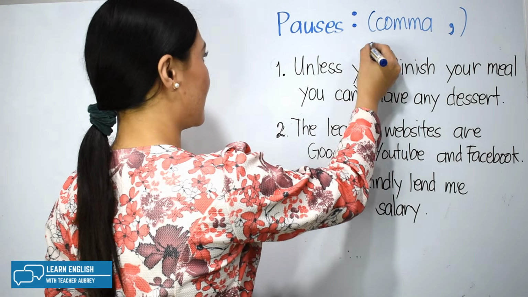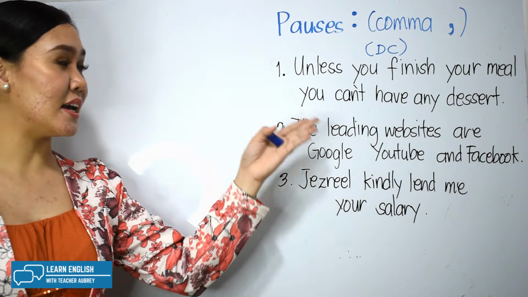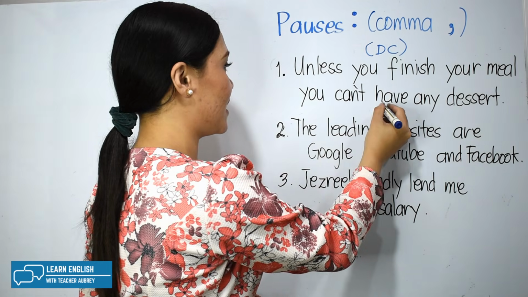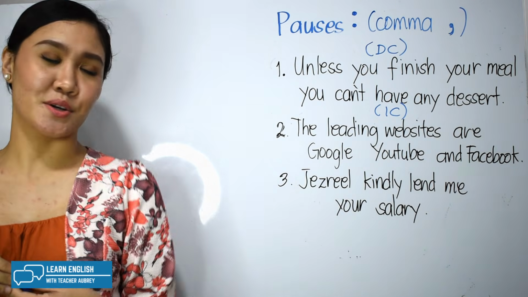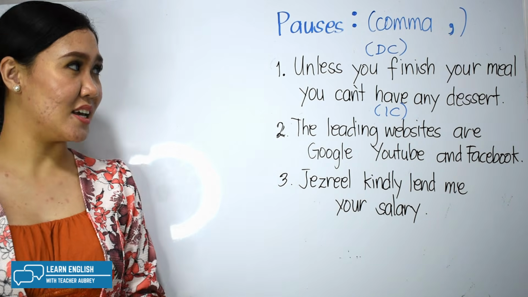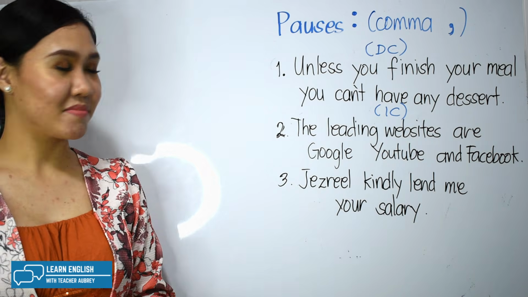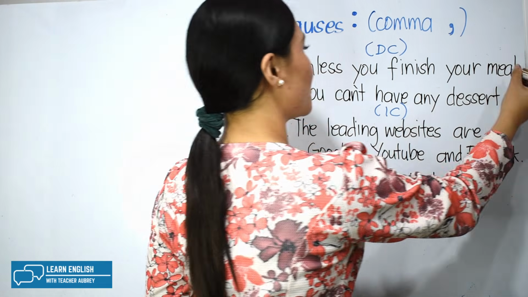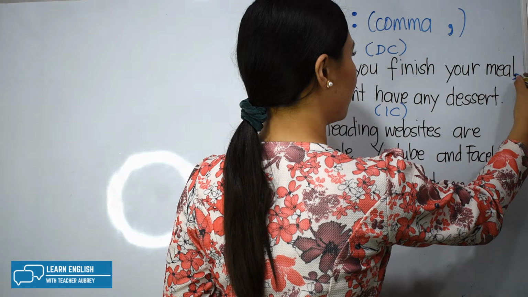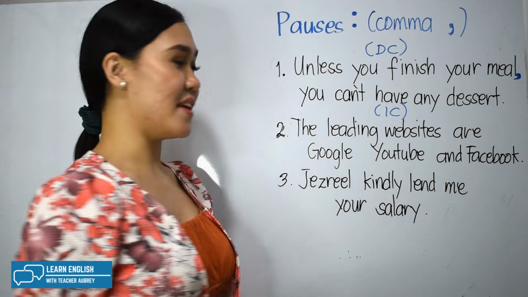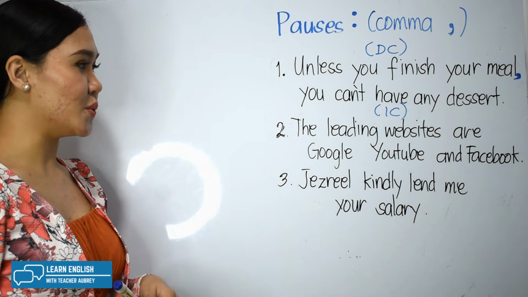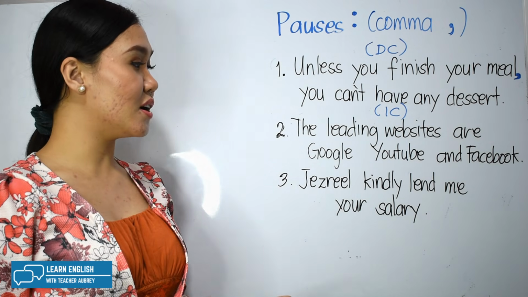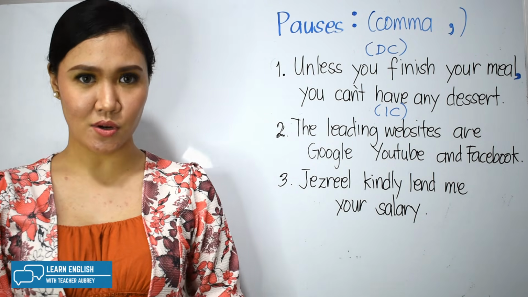That is a dependent clause, and followed by an independent clause: you can't have any dessert. Hindi ka magkakaroon ng kahit na anong dessert. So, where should we place the comma? Unless you finish your meal, comma, you can't have any dessert. That's for number 1. Number 2, the leading websites are Google, YouTube, and Facebook.